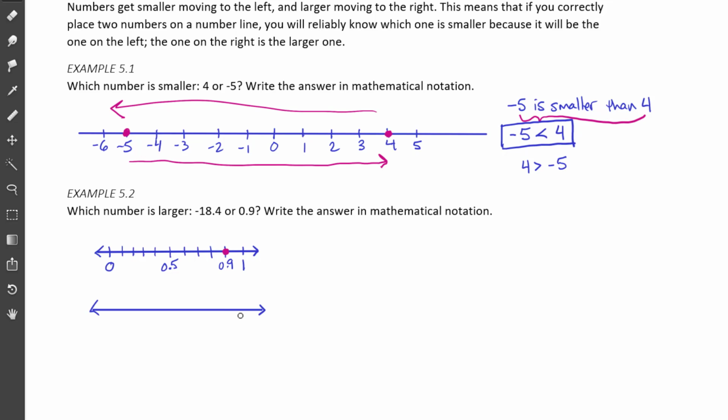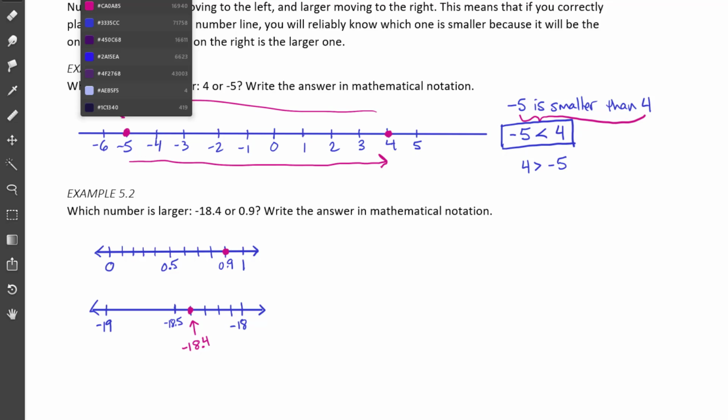What about putting negative 18.4 on a number line? I'm going to draw another subdivision of the number line. I'm going to start at negative 18 and go down to negative 19. Halfway between those two would be negative 18.5. Subdividing still further, between negative 18 and negative 18.5, we would get negative 18.1, negative 18.2, negative 18.3, negative 18.4. Because I don't have any space here, I'm going to write it down below.